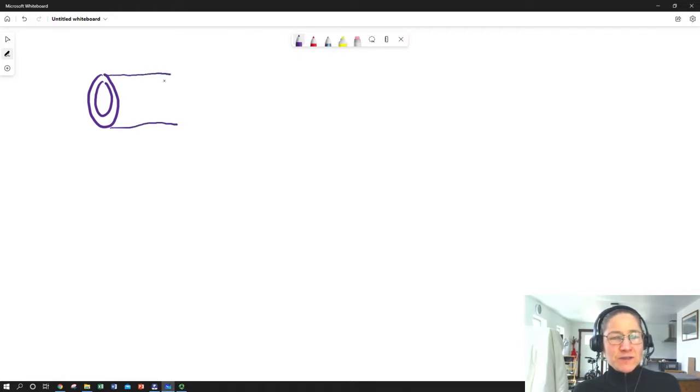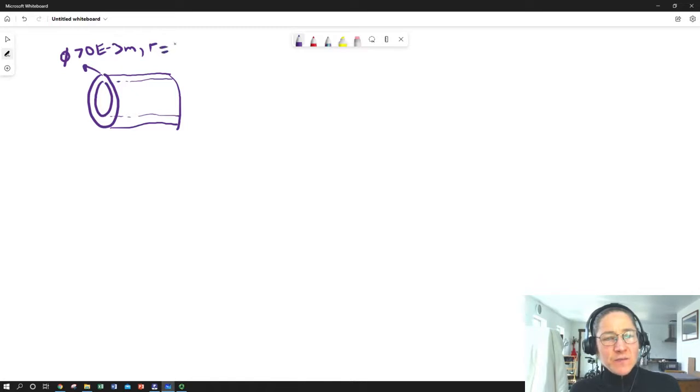So we've got one cylinder, and it has an outer diameter of 70 millimeters, and we'll just put that right into meters, 10 to the minus 3 meters. So we can say it has a radius of 35 times 10 to the minus 3 meters.